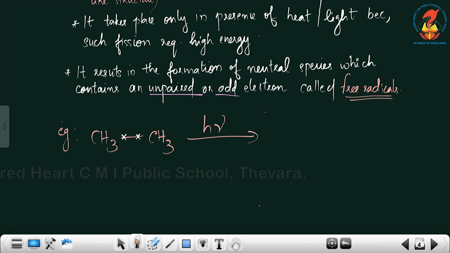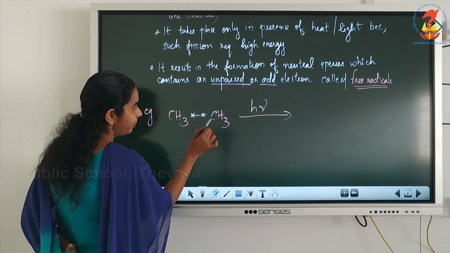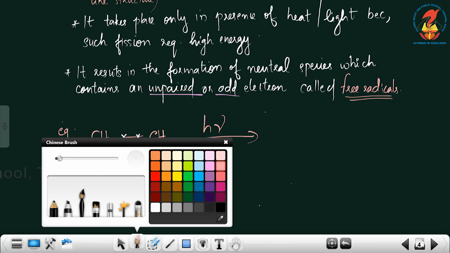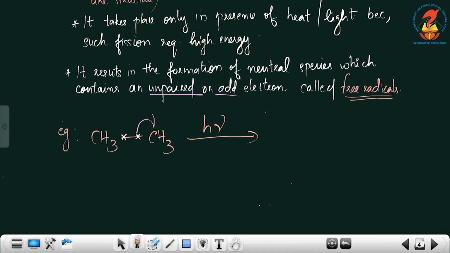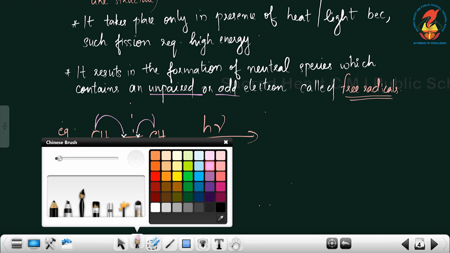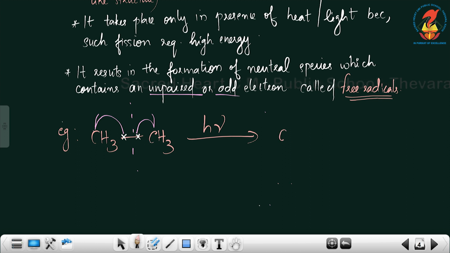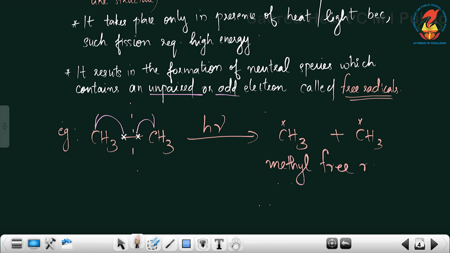In the presence of light, this covalent bond between this carbon and this carbon breaks. One carbon takes one electron from this shared pair, and the other carbon also takes one electron from this shared pair. Finally, they break off this carbon-carbon single bond, and it results in the formation of two separate CH3, each getting one electron. What is the name for such species containing an odd electron? Free radical. And what is the CH3 group known as? Methyl group. So this is a methyl free radical.